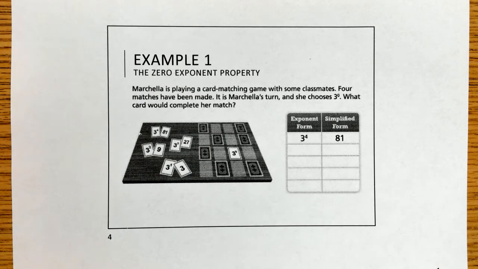So here we're playing a card matching game with some classmates. 4 matches have been made. It's Marcella's turn and she chooses 3 to the 0. What card would complete her match?